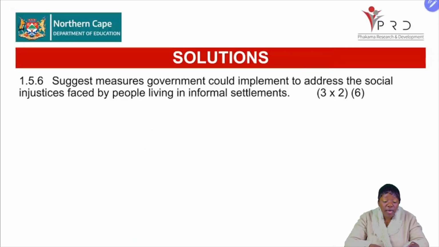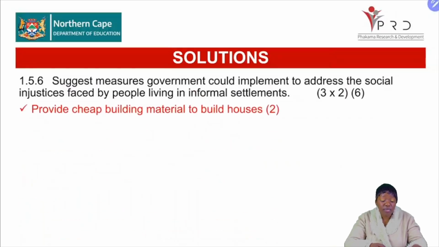Then we're looking at our suggestions. What suggestions can the government implement in order to address all these social injustices, your lack of service, your lack of hygiene that we have discussed? So number one, to provide the cheap building material to build houses. We said they are using any material that they come across, but if they can be provided with material so that they can build a proper house.